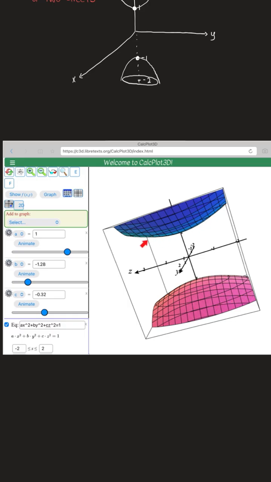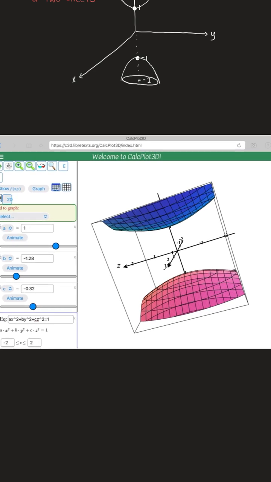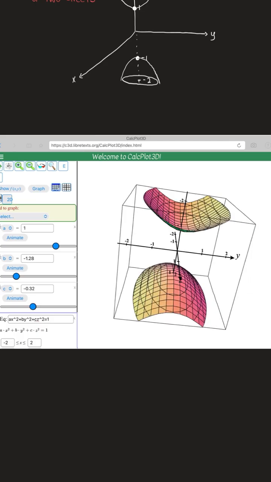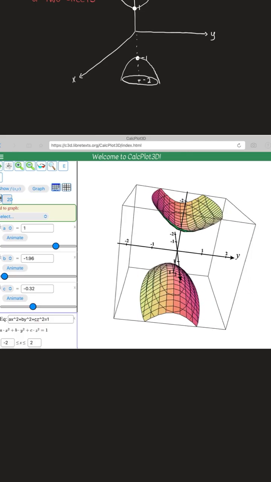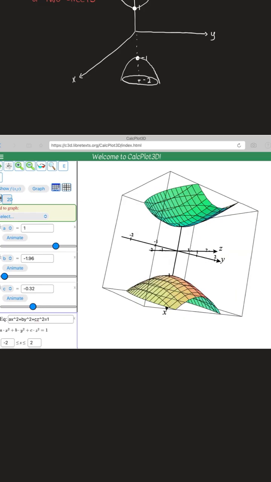But we are getting hyperbolas when we look at the other traces. So there are traces that are hyperbolas, and only in one direction do we get traces that are circular. Maybe I can make this a little bit smaller here so it looks better. I don't know. There we go. There's our hyperboloid of two sheets.